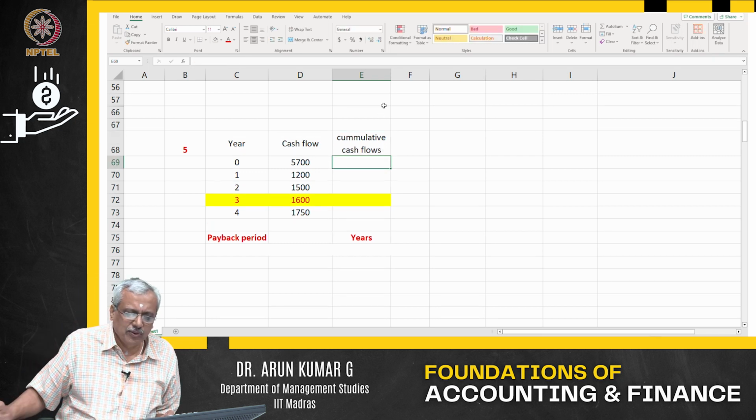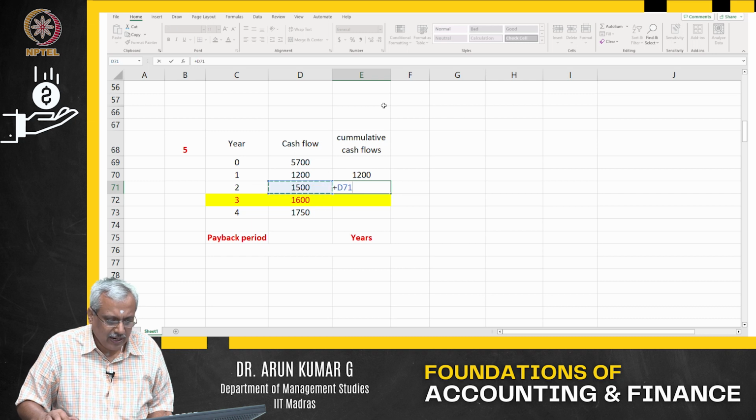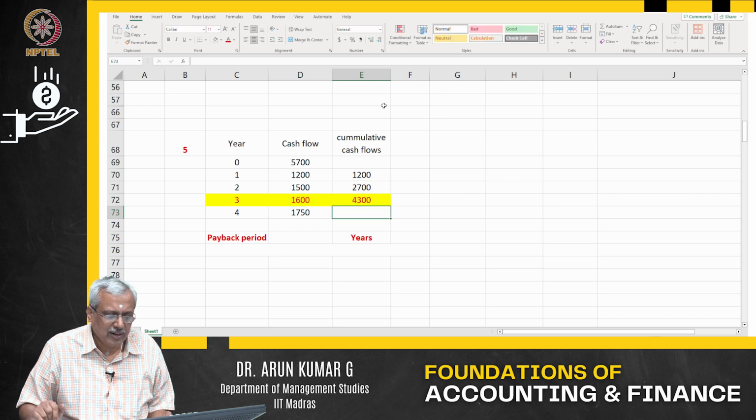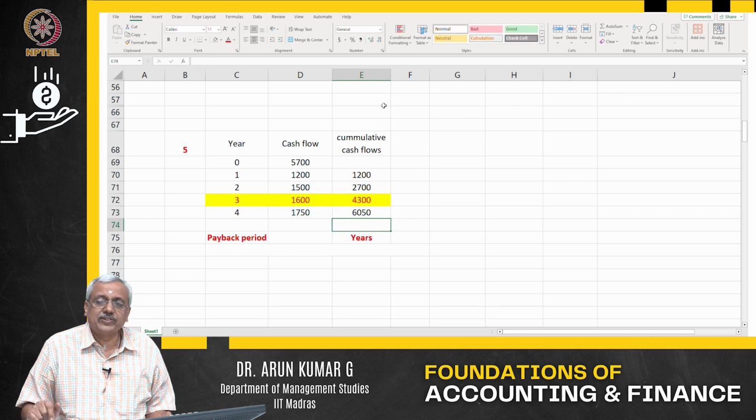Well, I need to have the cumulative cash flow out here. So what happens? My cumulative cash flows in this particular case: first year is 1200, second year is 1500 plus this, 2700. Third year is this plus this, 4300. Fourth year I have this plus this, 6050.